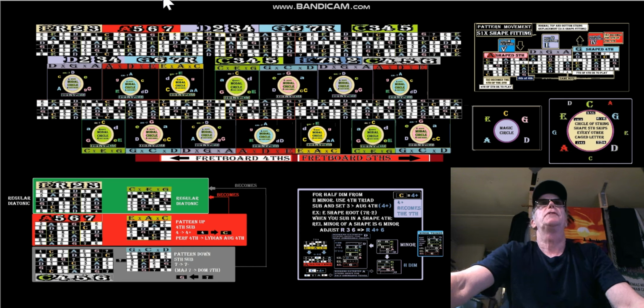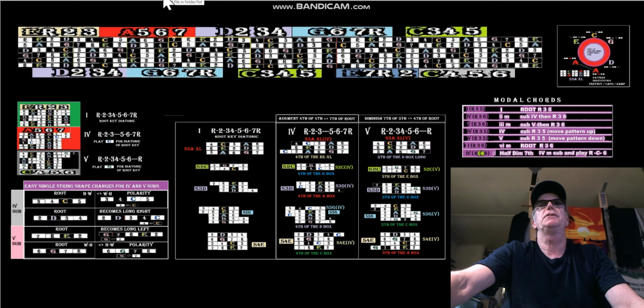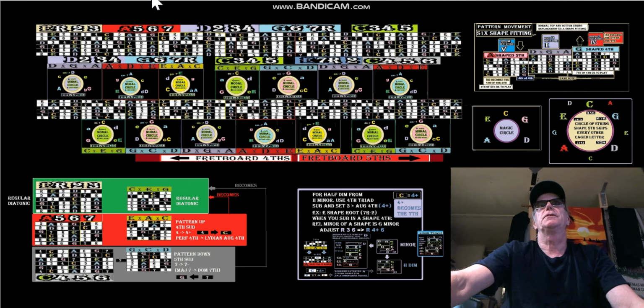So we've got chart 316 and then chart 317. I've refined the technique and made it a little easier, but before we dig into 317, let's just look at 316 again.